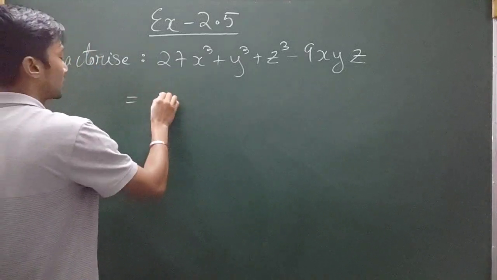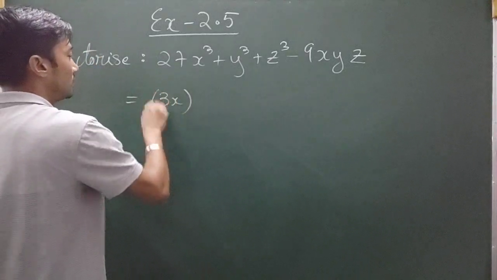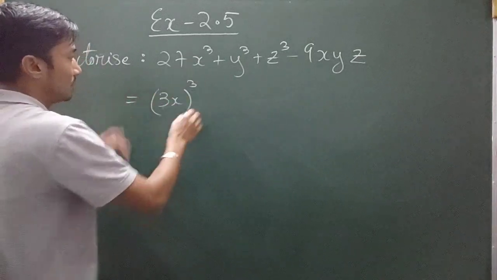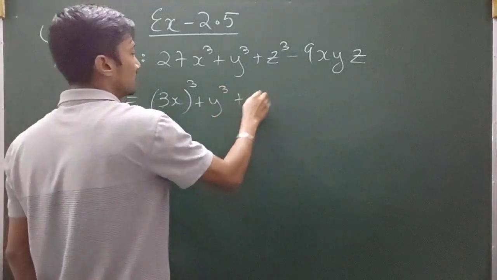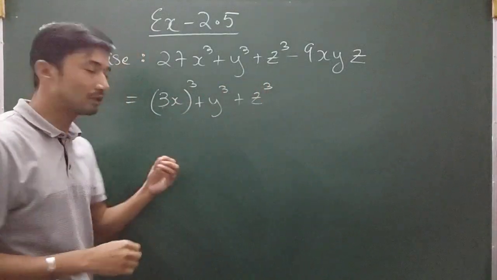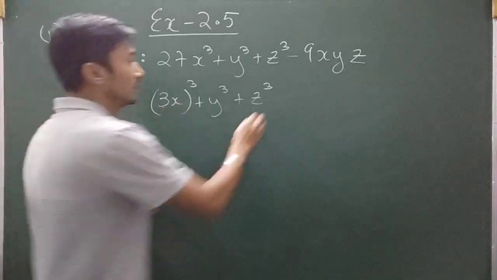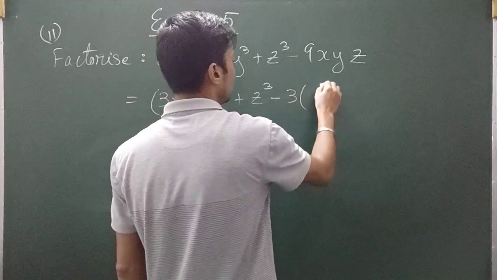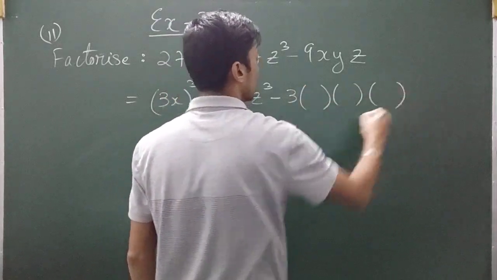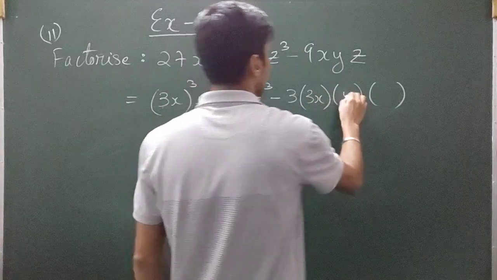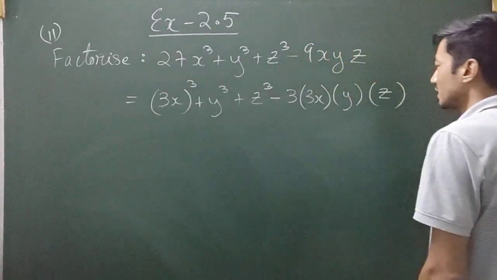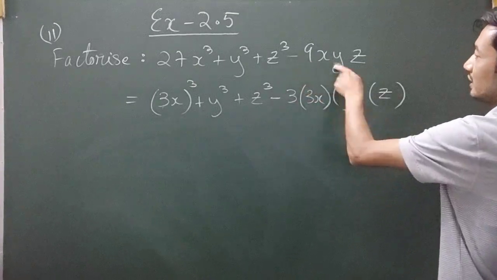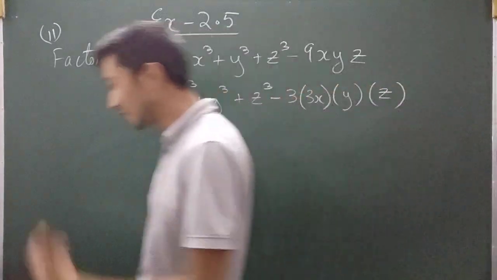So 27x cube can be written as (3x) whole cube, because 3 cube is 27 and x cube is x cube. So what is the value of x here that we have been following? It is 3x. The formula can be used only if it's 3x into y into z. Now, like always, compare: 3 threes are 9, xyz, minus 9xyz. Perfect. So now we can apply that particular formula.